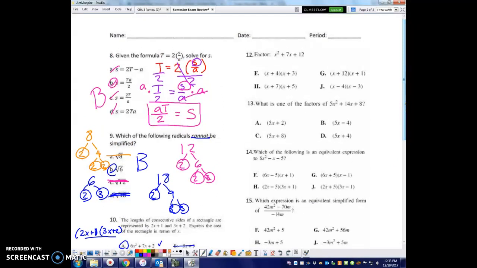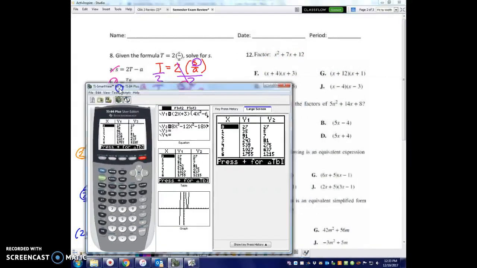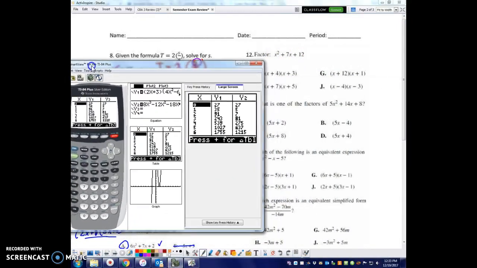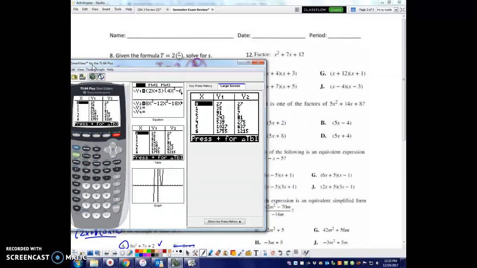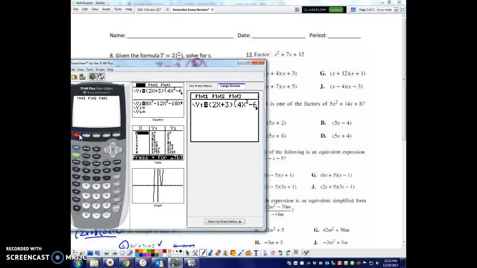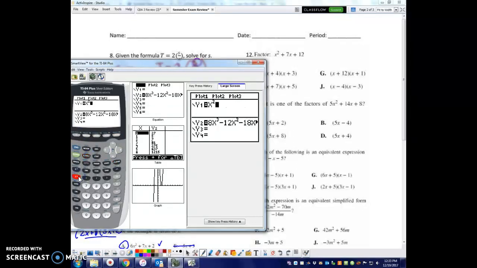They want you to factor this. So we can do it the same way. Ready? In y1, we have x squared plus, let's clear it. X squared plus 7x plus 12.